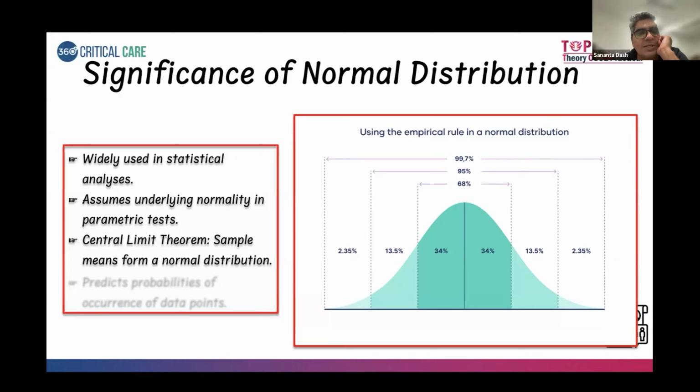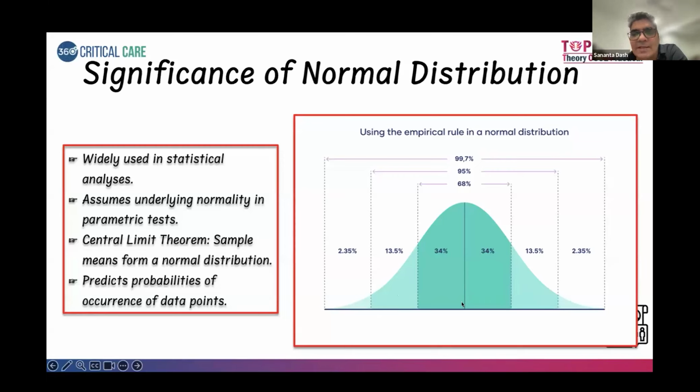It follows the central limit theorem, which says sample means are drawn from a normal distribution, which is valid for normally distributed data. We'll talk about that limit theorem later on. And it also predicts the probability of occurrence of a data point, because you know the standard deviation, since the data is normally distributed.